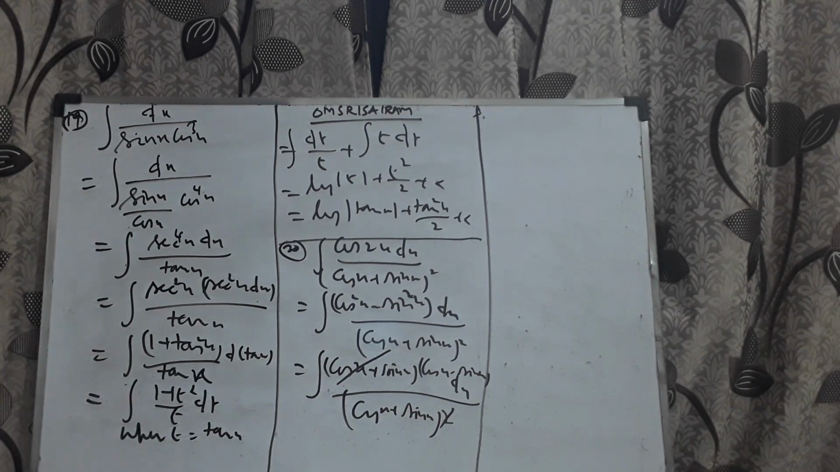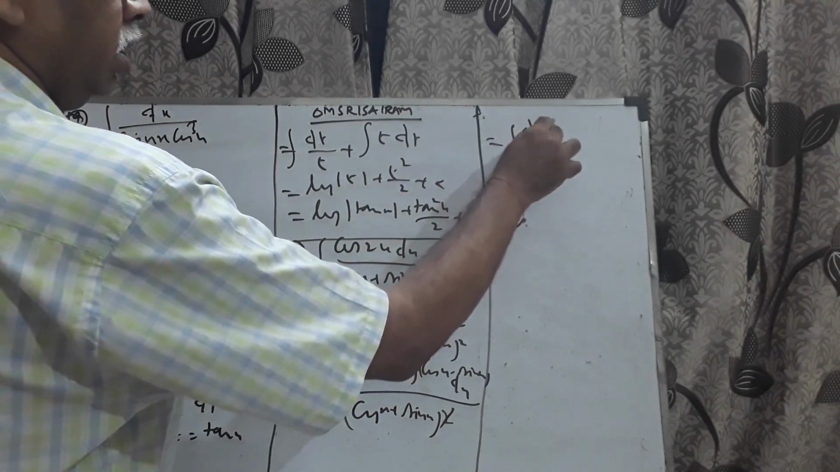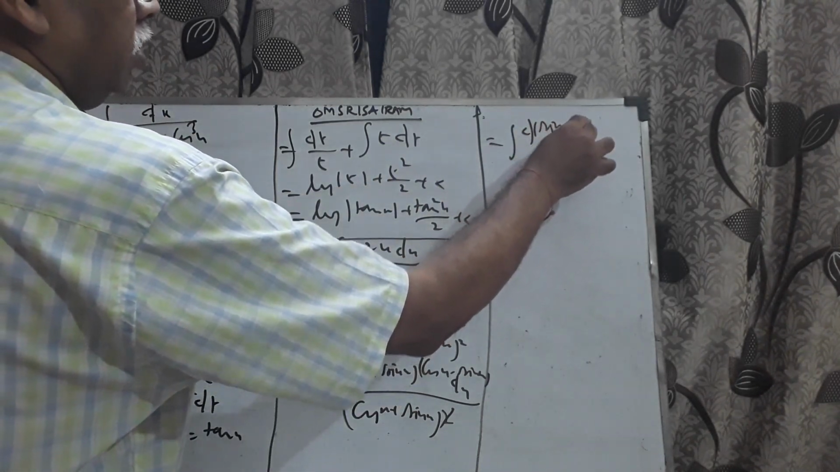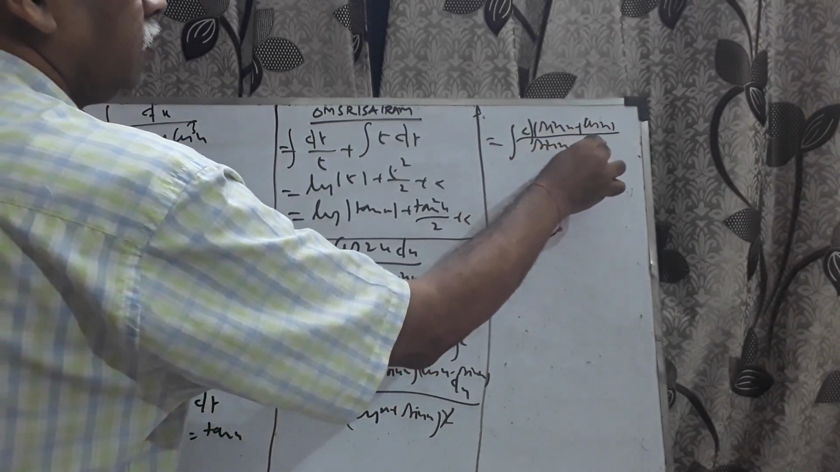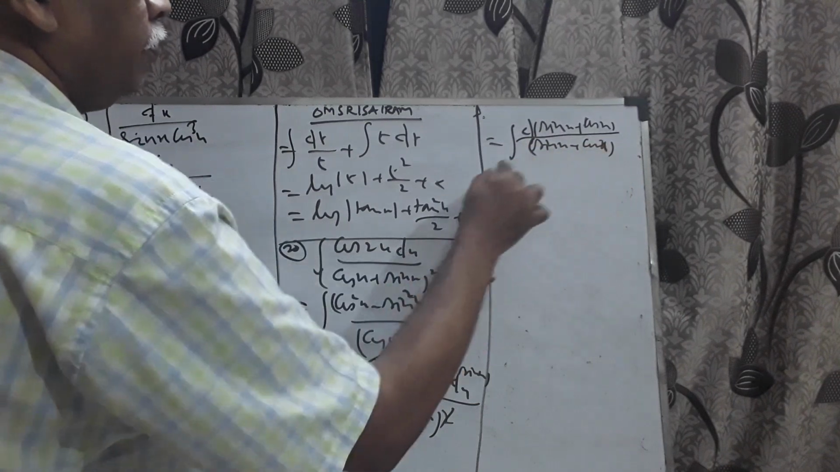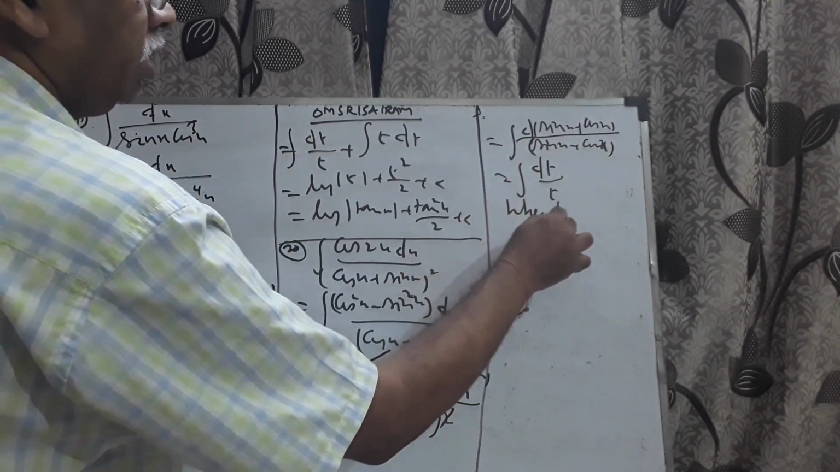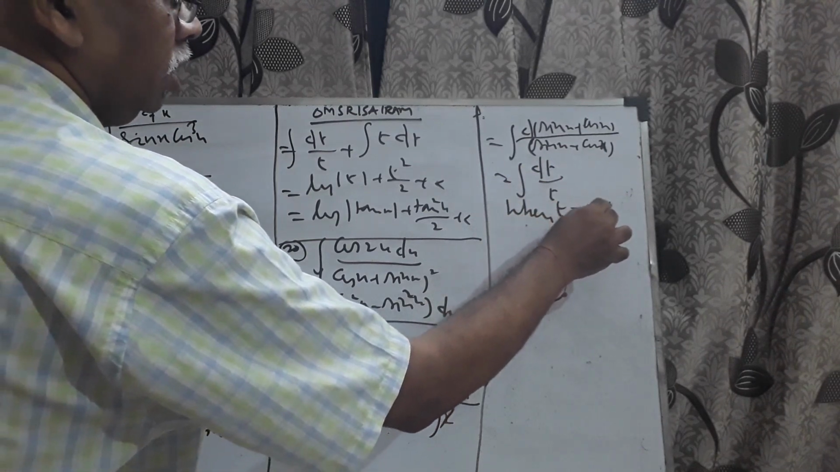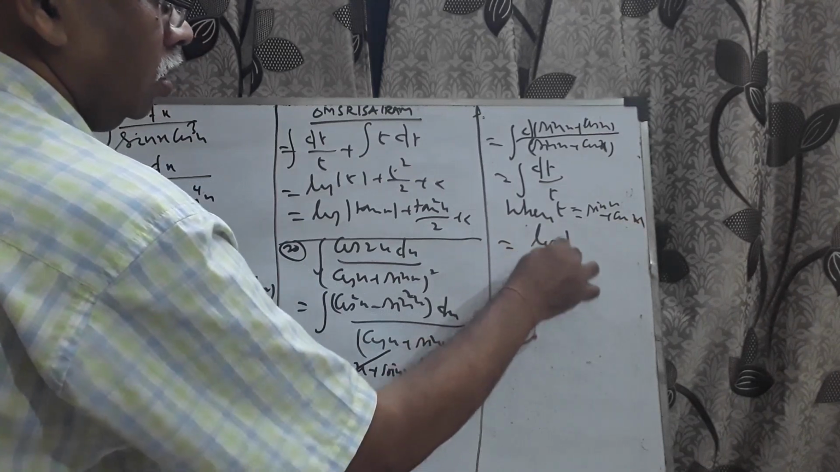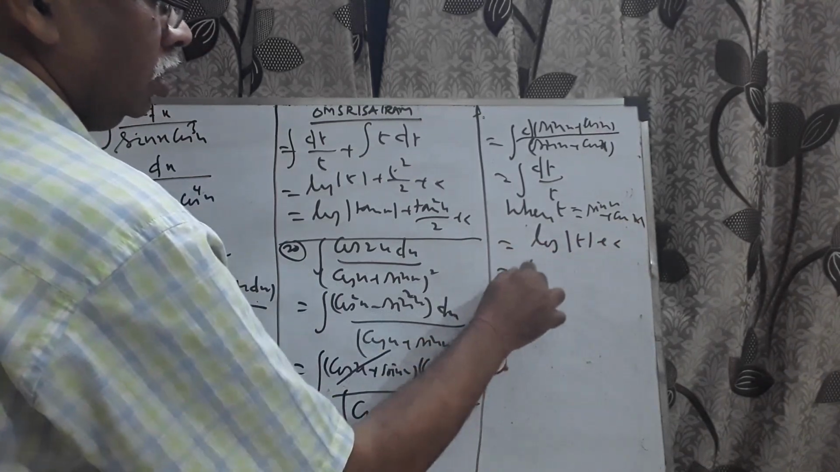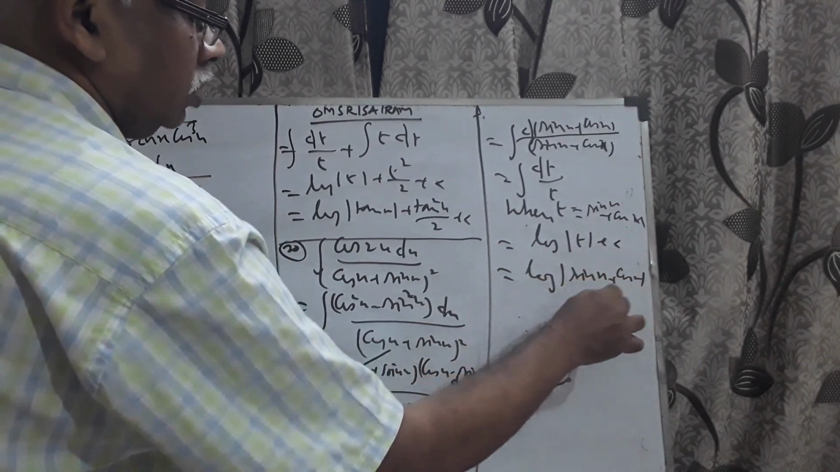Derivative of sin x is cos x, and of cos x is minus sin x, which is there in the numerator. I write it as d of (sin x plus cos x) by (sin x plus cos x), which is of the form integral dt by t, where my t is the denominator, sin x plus cos x, which is nothing but log mod t plus c, which is log mod sin x plus cos x plus c.